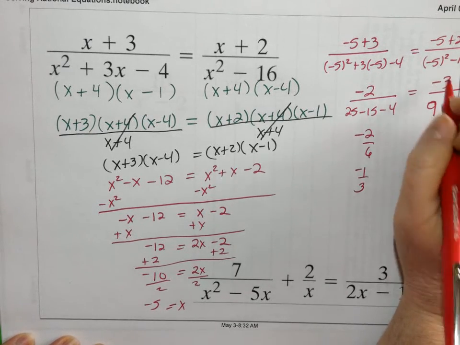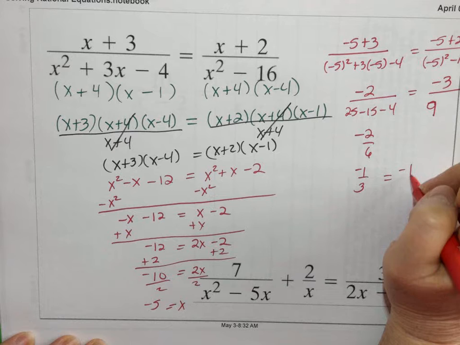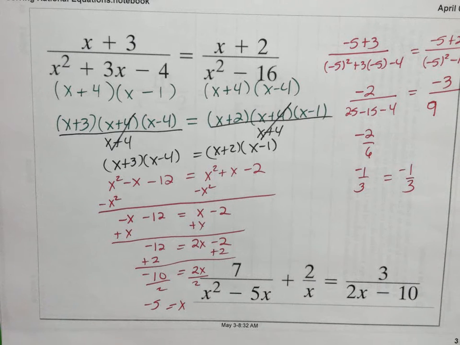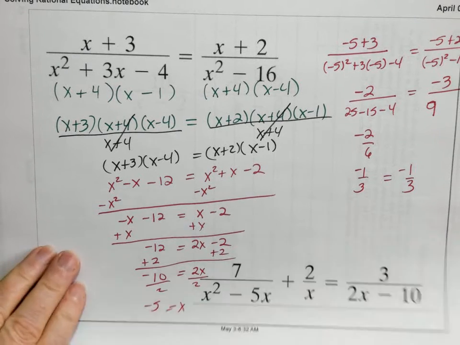So I get negative, oh, look at that. I get negative 1/3. I guess it works. Not so horrible. All right, that is our first type. Now, let's talk about the second type here.